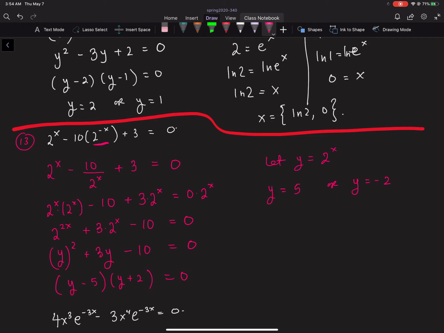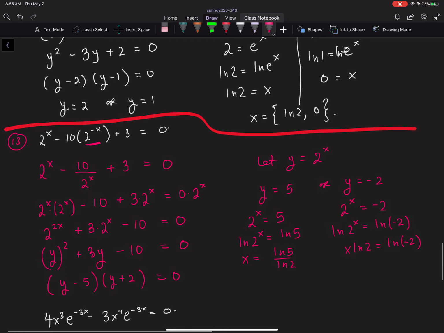If we replace what y is, we get 2 to the x is equal to 5. If I apply ln on both sides, I end up getting x is equal to ln 5 over ln 2. And then if I do the same thing over here, I get 2 to the x is equal to negative 2. If I apply ln on both sides, I get x ln 2 is equal to ln negative 2.